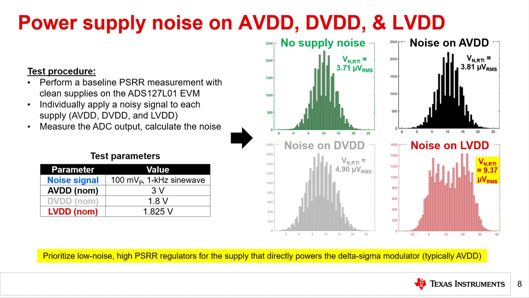Ultimately, for devices that require multiple supplies, prioritize using a low noise, high PSRR regulator for the supply that directly powers a delta sigma modulator, which is typically AVDD. If the power supply noise is still too high, it might be necessary to try additional noise mitigation techniques. These techniques are described in a subsequent Precision Labs module.